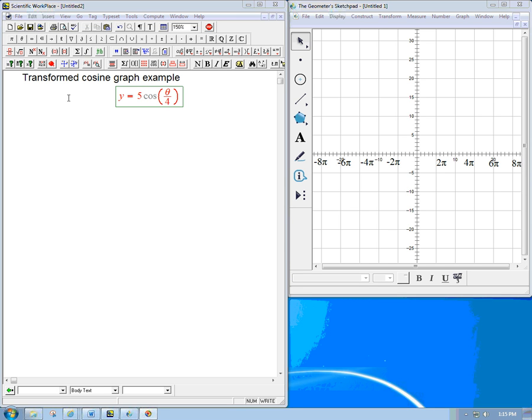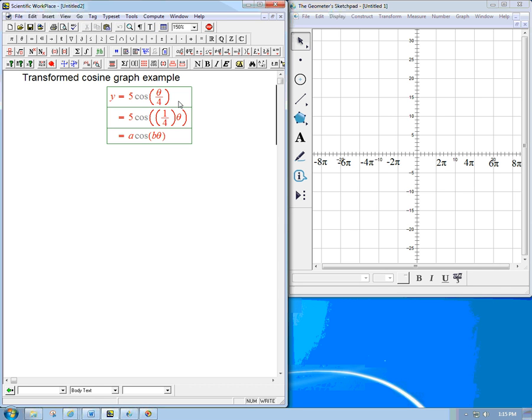Here's an example of graphing a transformed cosine graph. I'll try to do this pretty quick. I explained the method a little bit before. We first would get the period. Well, first let's write it as y equals 5 cosine, and write it as a number times theta. And we're going to match that to the form a cosine b theta.